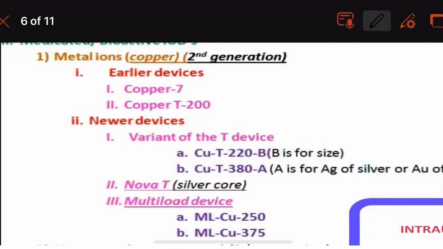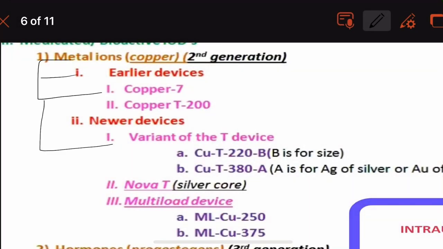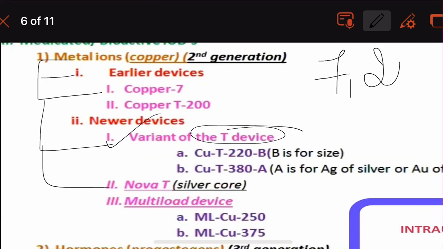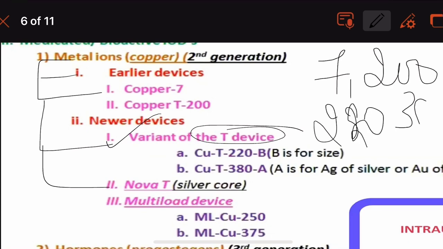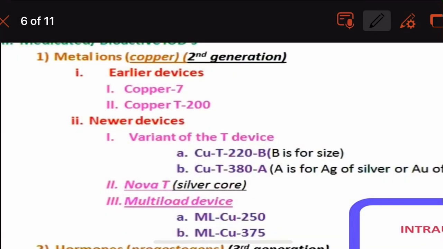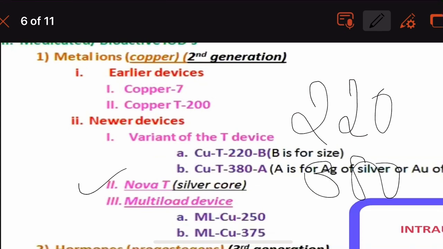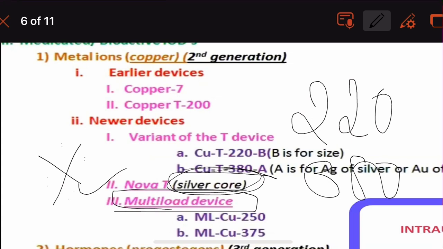Now we are done with the metal ions, the earlier devices and the newer, the first variant of T device. So the values, guys, are 7 and 200. Under the newer devices we have 220 and 380. Next, Nova T. Very important. Remember, Nova T contains a silver core. Third, we have multi-load devices. In multi-load devices, we have two, multi-load copper 250 and multi-load copper 375.